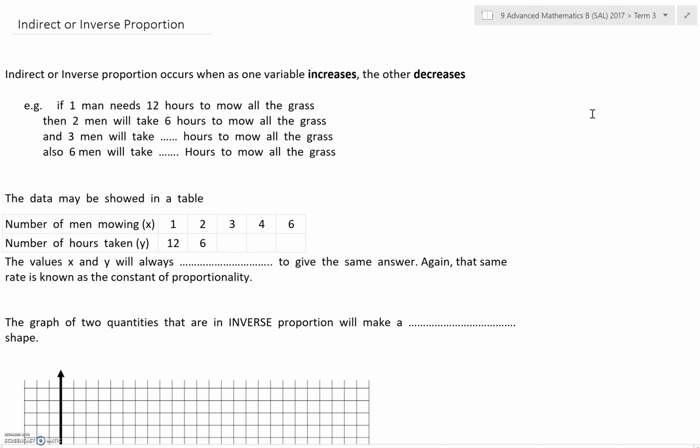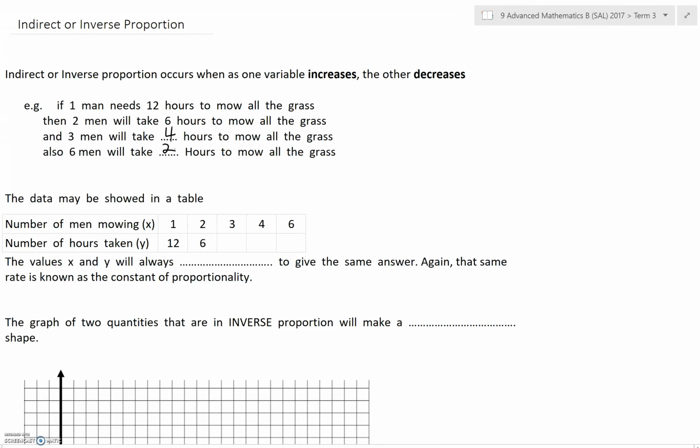And here's an example of that. So if one man needs 12 hours to mow the grass, then two men will only take 6 hours to mow the grass. Three men will take, I'm sure you can see we're actually dividing the 12 by the number of men. So 12 divided by 1 is 12 hours, 12 divided by 2 is 6 hours, 12 divided by 3 is of course 4 hours, and 6 men should only take 2 hours to mow the grass.